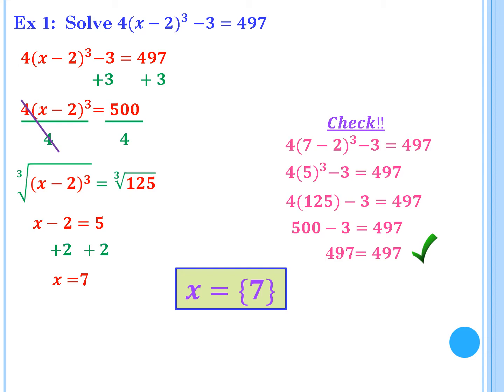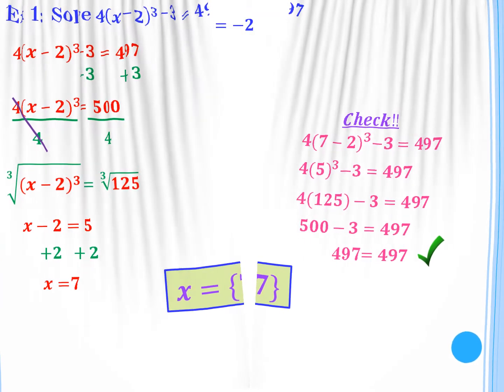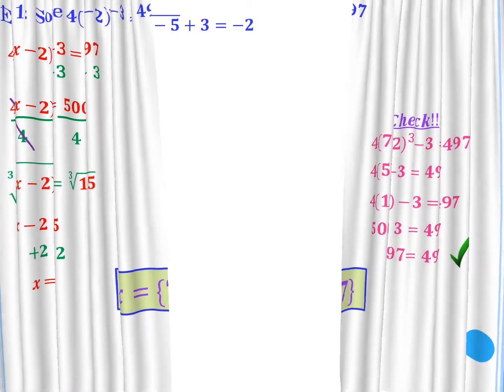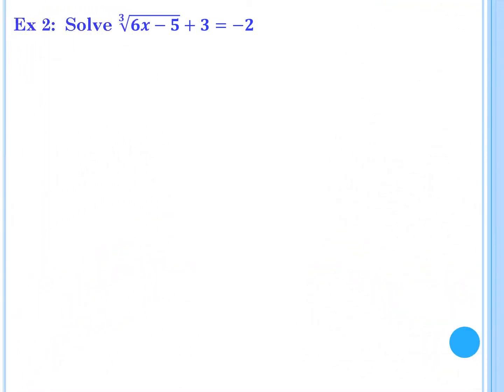Let's move on to example 2 now. Example 2. They want us to solve the cube root of 6x minus 5 plus 3 equals negative 2. So just like on the other example, in this case, I need to get the cube root piece completely by itself. So the first thing I'm going to do is subtract 3 from both sides.